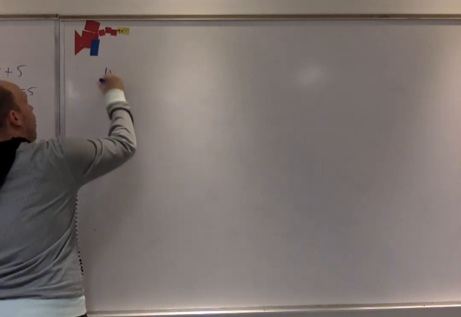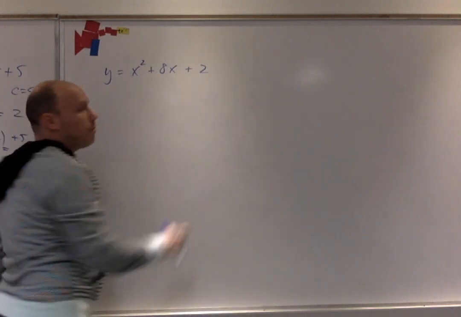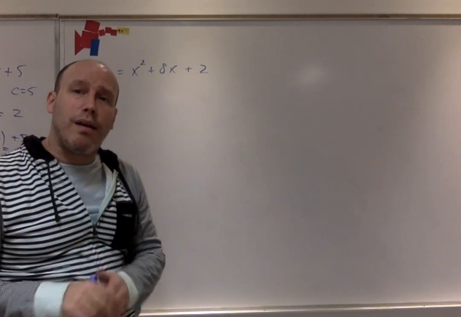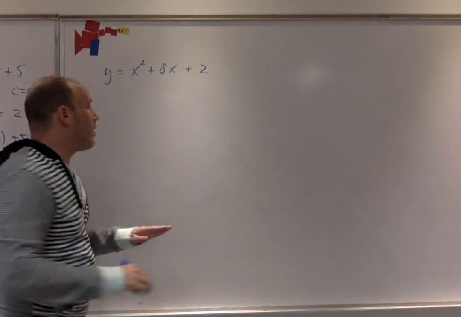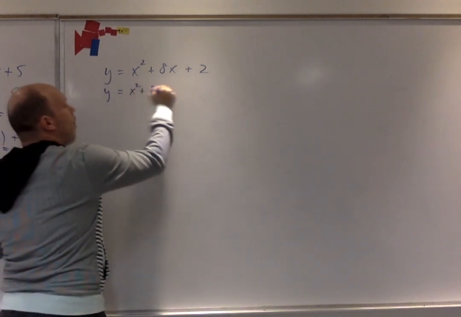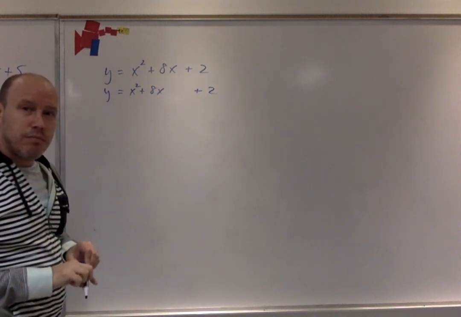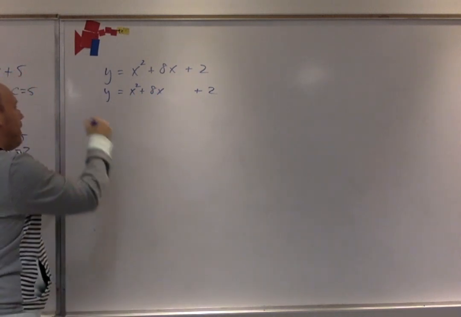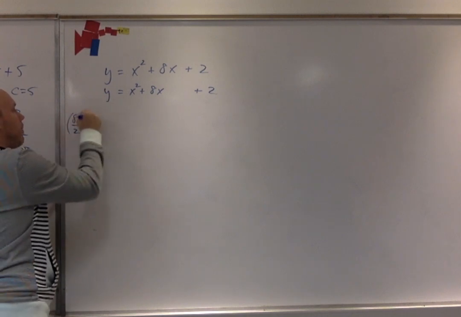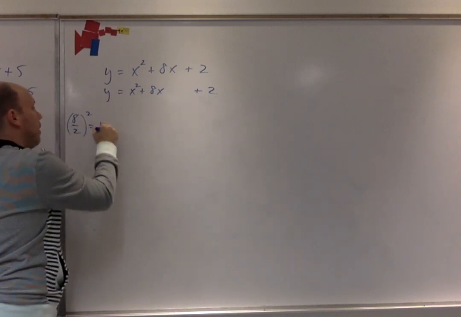Let's start with y equals x squared plus 8x plus 2. So once again, this is advanced. Write your own rules down. Step 1, I'm going to rewrite this so that my 2 is away from my x squared and my 8x. Step 2, take the 8, divide it by 2, and square it. Well, 8 divided by 2 is 4, squared is 16.